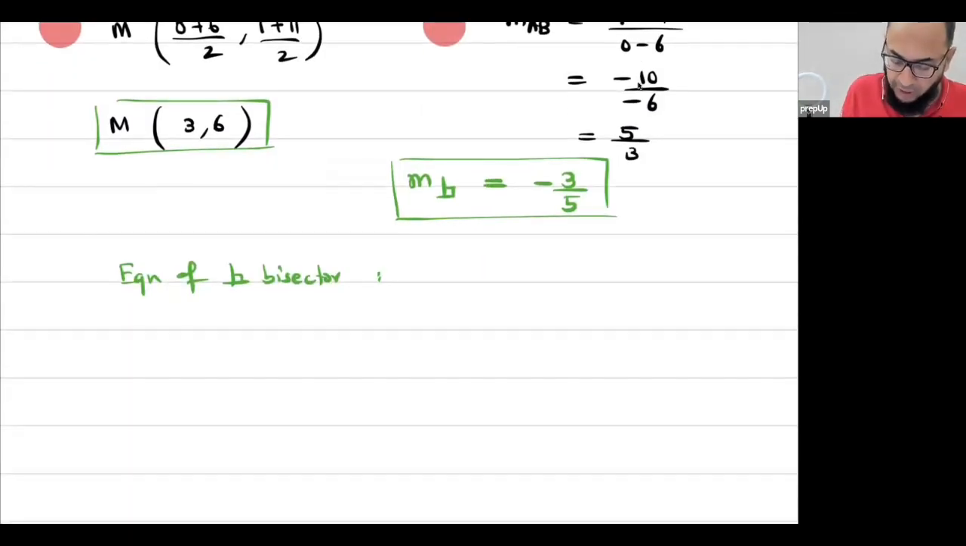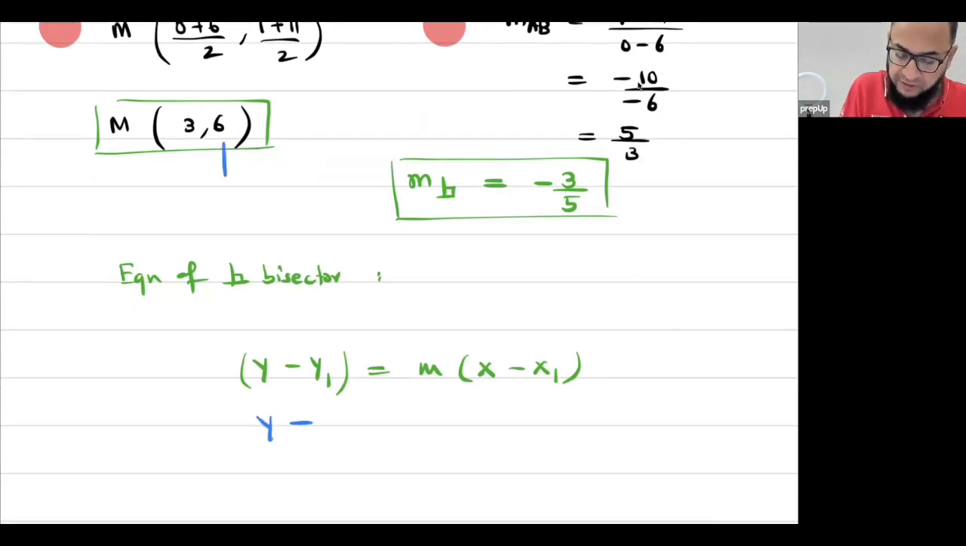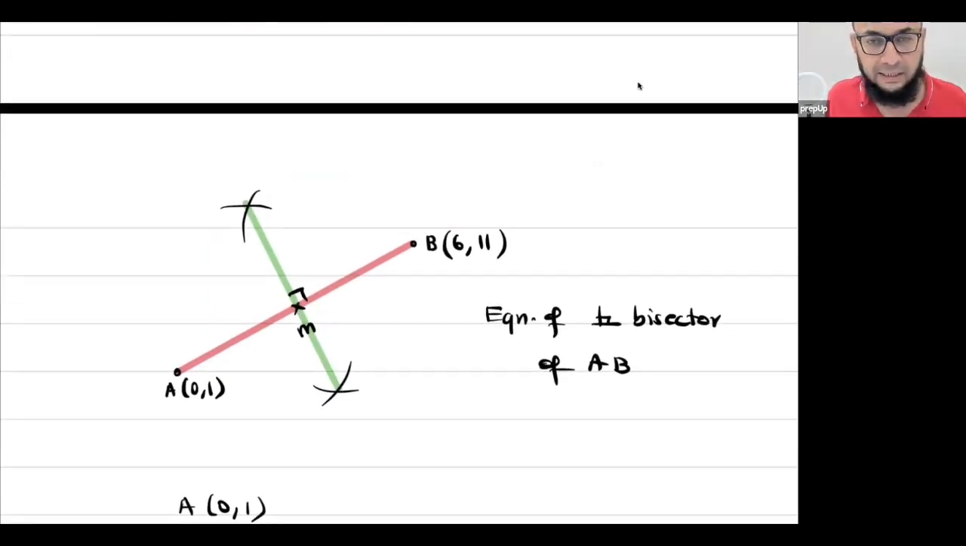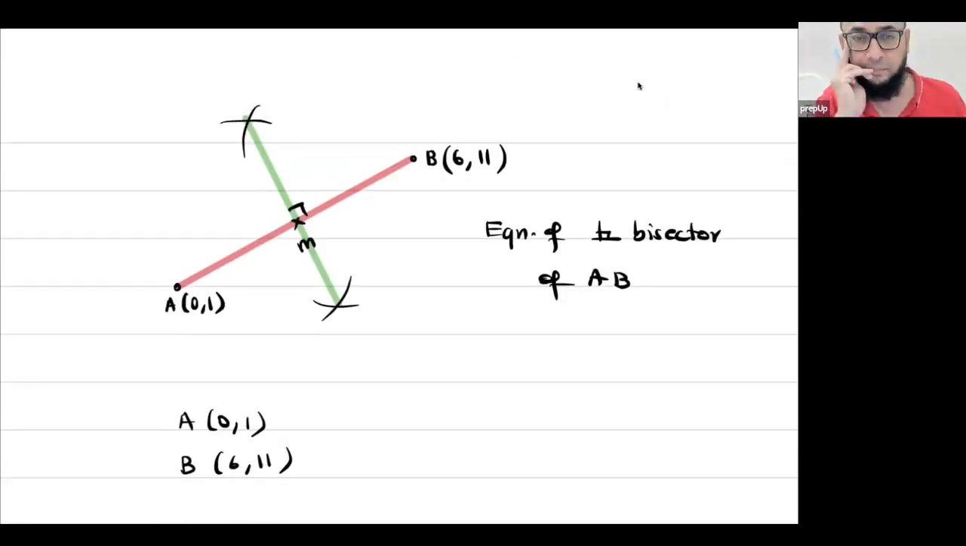So therefore I'll write y minus y1 is equal to m(x minus x1). Therefore y minus y1, this is y1, which is 6, is equal to m, which is negative 3/5, times (x minus 3). That is the equation of the perpendicular bisector. Just have a good look at it.